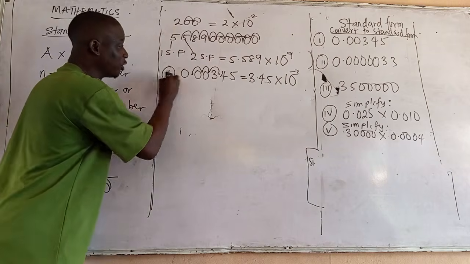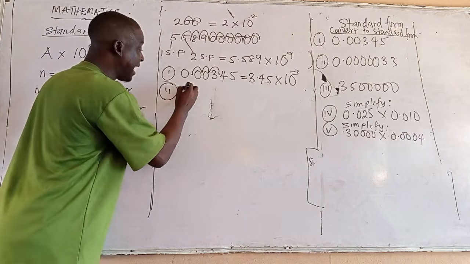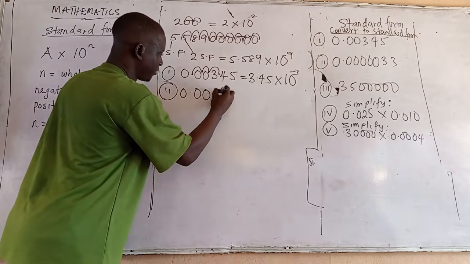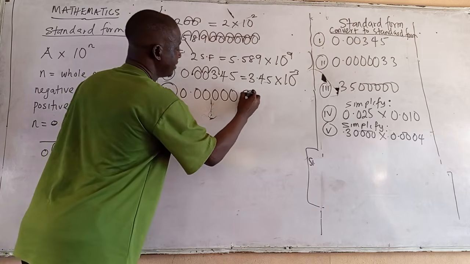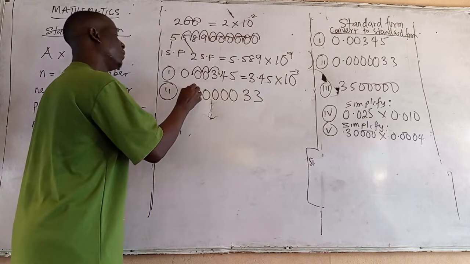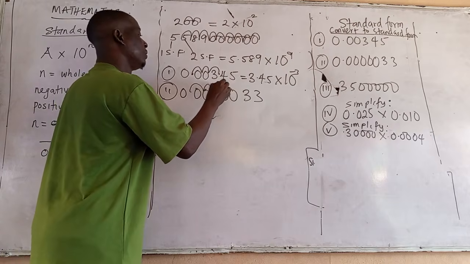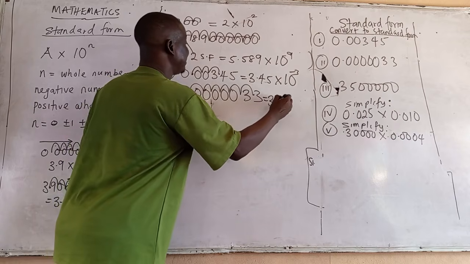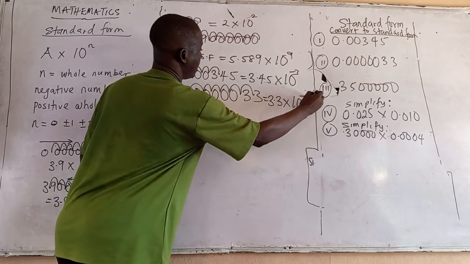Now let's go to number 2. We have 0, 0. How many 0 are there? 3, 4, 5. So let's move. 1, 2, 3, 4, 5, 6. Excellent. 3.3 times 10 to the power what?